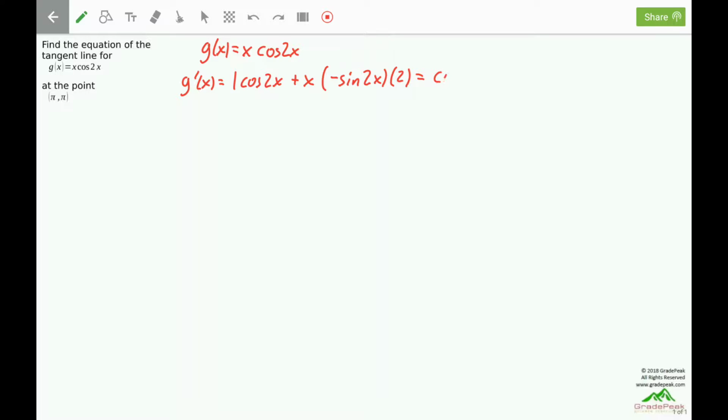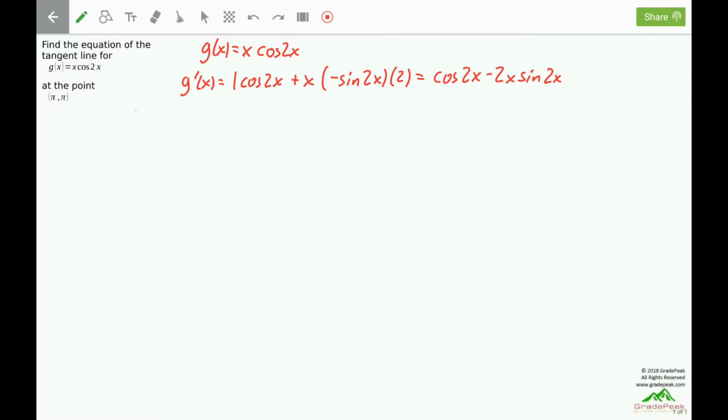Let's write this to look a little nicer so that we can evaluate. The first, 1 times cosine of 2x, will be just cosine of 2x. And the second term will be, collect the constants together. I have a minus and a 2. We can put those out front with the x. Minus 2, we have the x, and we have the sine of 2x.